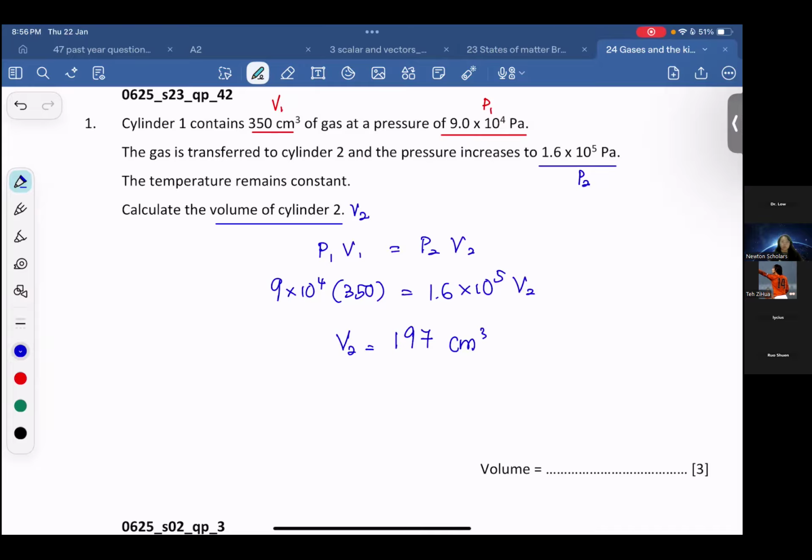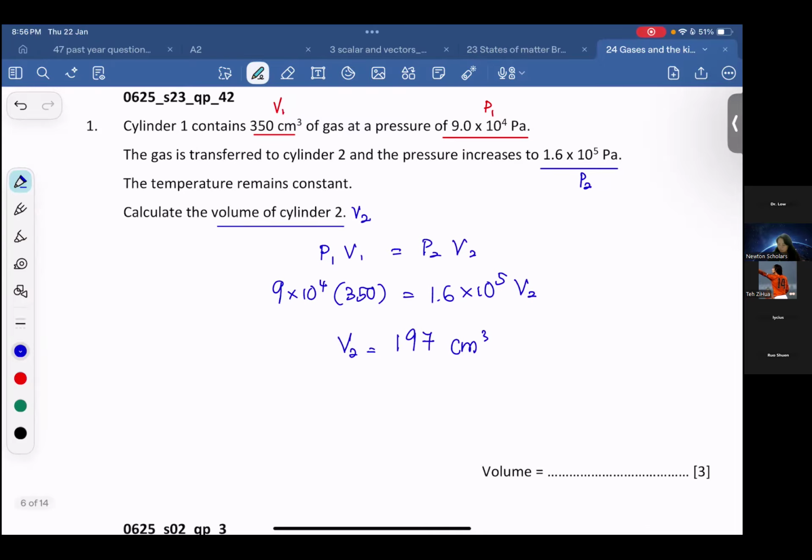Teacher, do we need to convert to meter cubed? My answer is no need. If they didn't mention it here, if here is meter cubed, then we have to. But if it doesn't say anything, you can leave your answer in cm cubed, it doesn't matter. Teacher, how do you know it's cm cubed, not meter cubed? Because here, your first one, 350, is in cm cubed. That's why your final answer for V2 must also be in cm cubed.